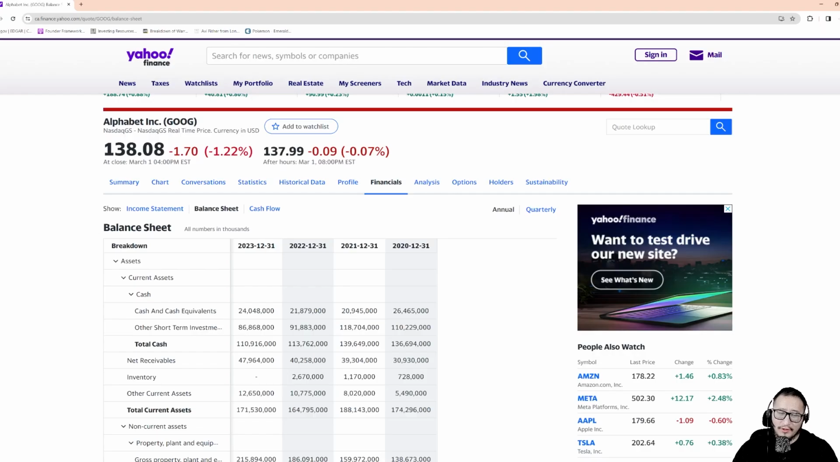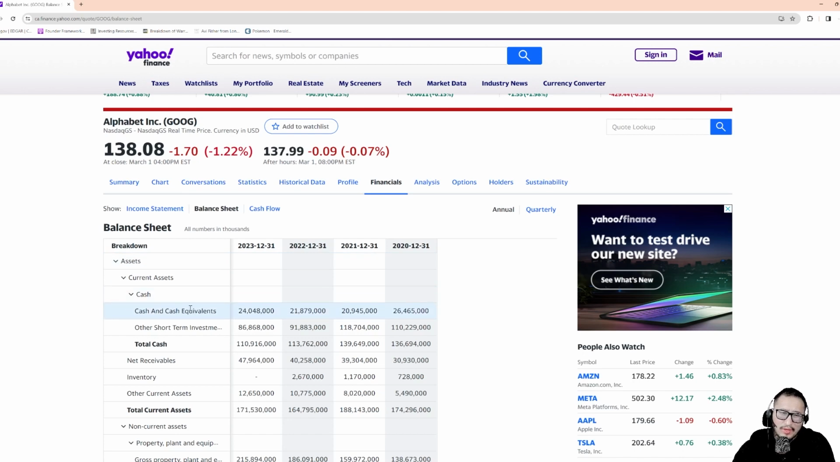Now, the thing I like to look at first whenever I look at a balance sheet is how much cash and how much short-term investments the company has, because these things can be turned into cash almost instantly. And I want to look at that relative to how much the business owes within the first year and how much the business owes in total.